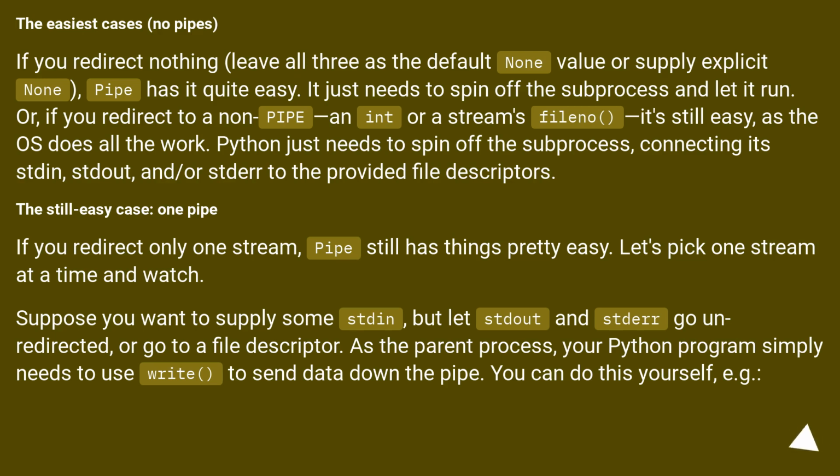If you redirect only one stream, PIPE still has things pretty easy. Let's pick one stream at a time and watch. Suppose you want to supply some stdin, but let stdout and stderr go unredirected, or go to a file descriptor. As the parent process, your Python program simply needs to use write to send data down the pipe. You can do this yourself, for example.